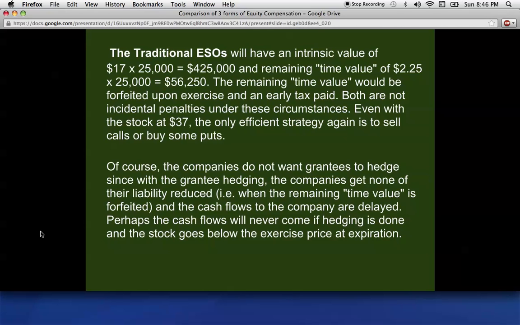Even with the stock at 37, the only efficient strategy, again, is to sell calls or buy puts. Of course, the companies themselves do not want grantees to hedge, since with the hedging, the companies get none of their liability reduced when the remaining time value is forfeited.